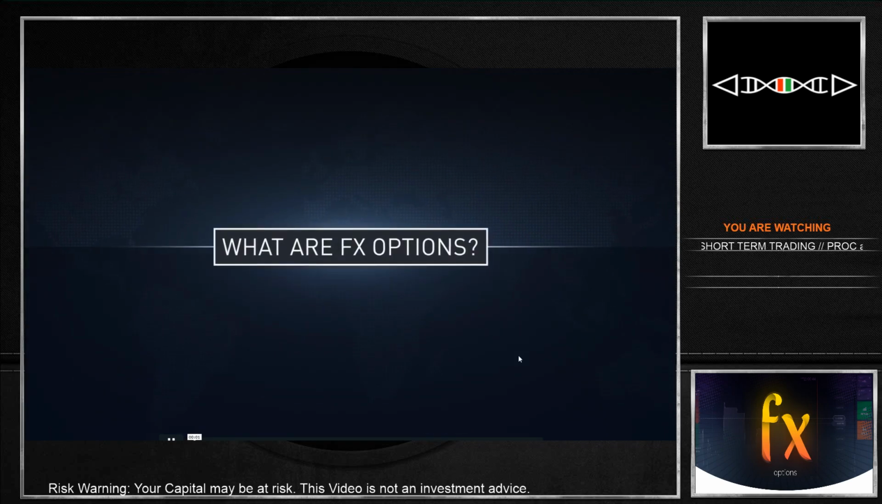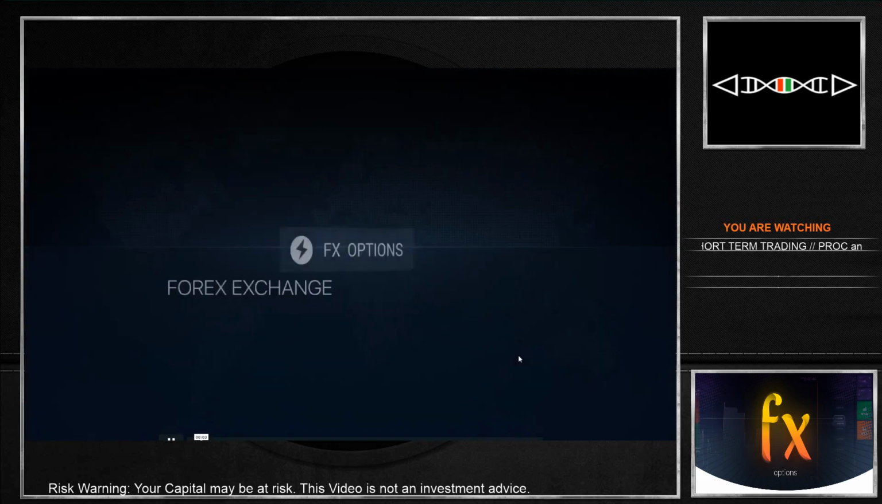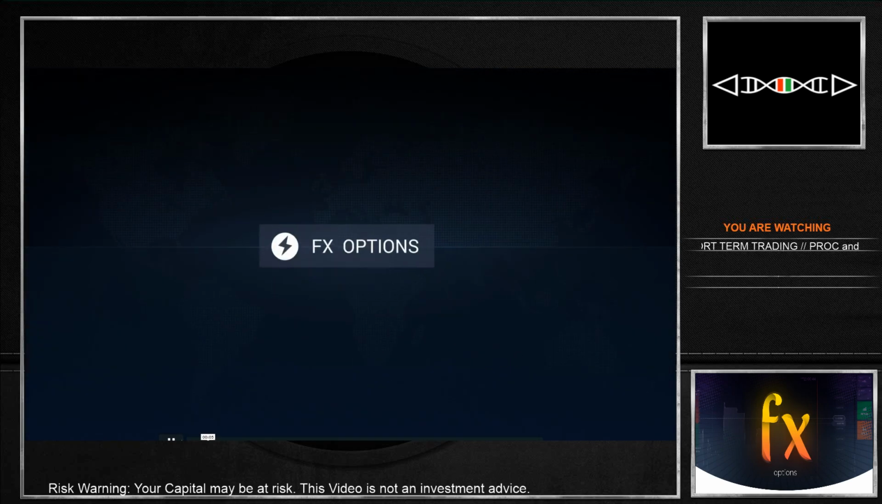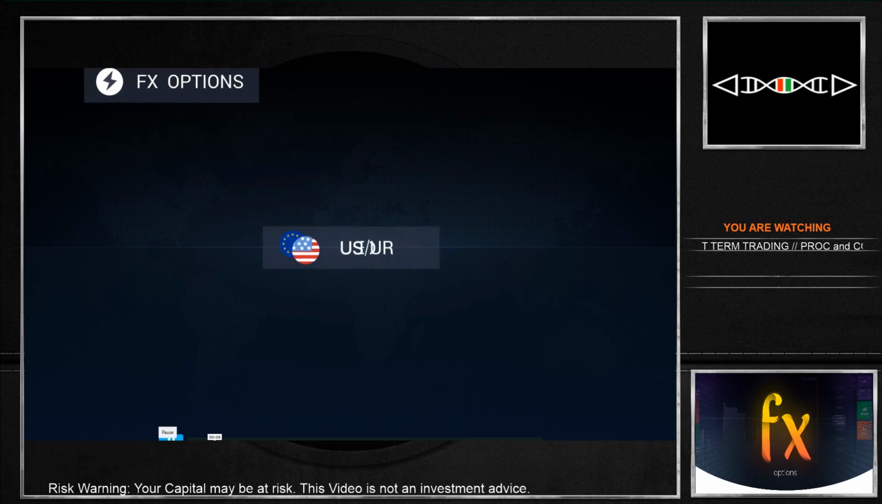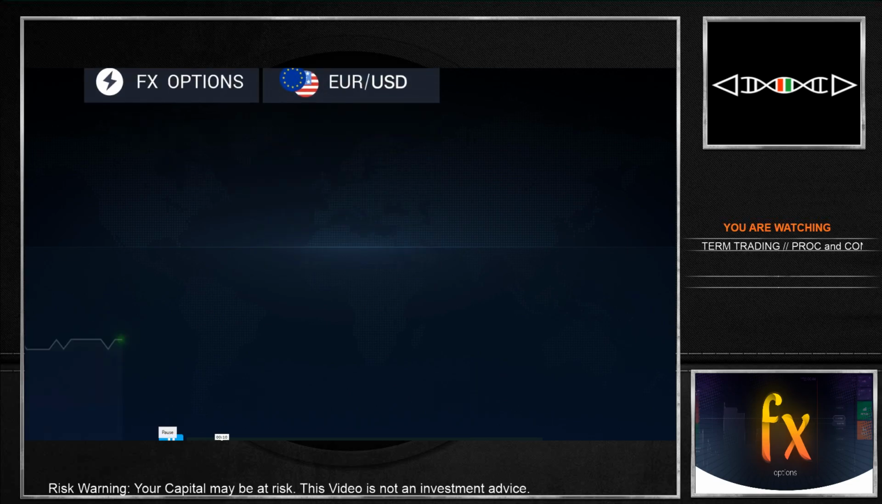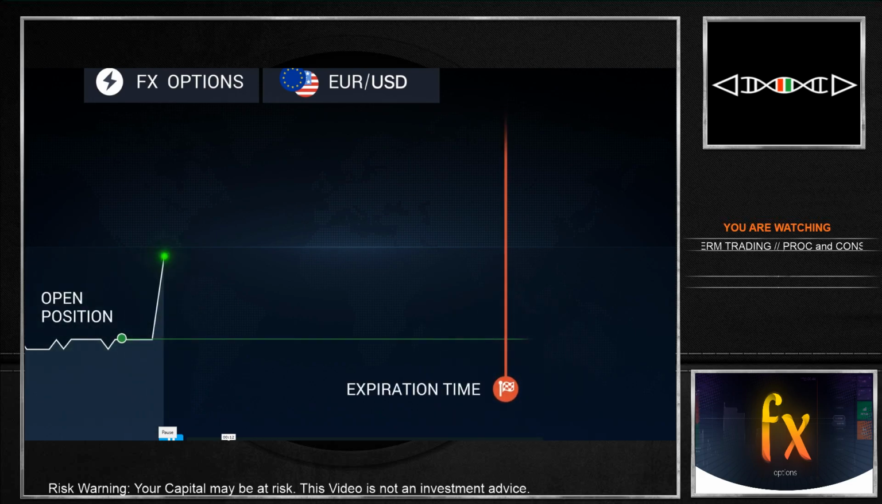What are FX options and how to trade FX options? Foreign exchange options, or FX options, are contracts that give you the right to exchange one currency for another at a preset exchange rate at a specified moment of time in the future.